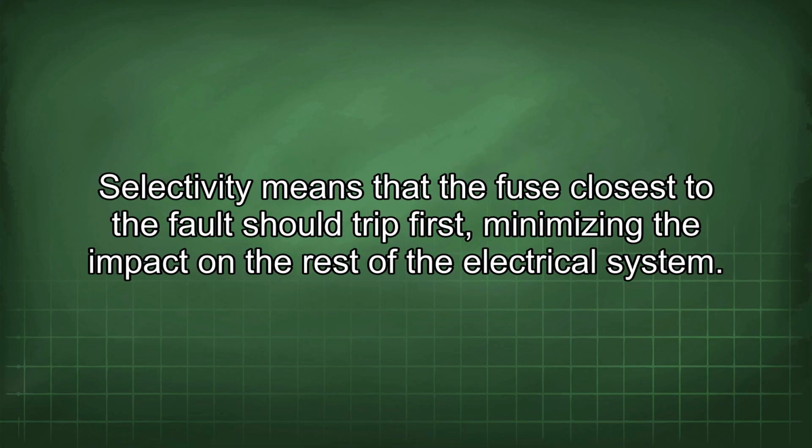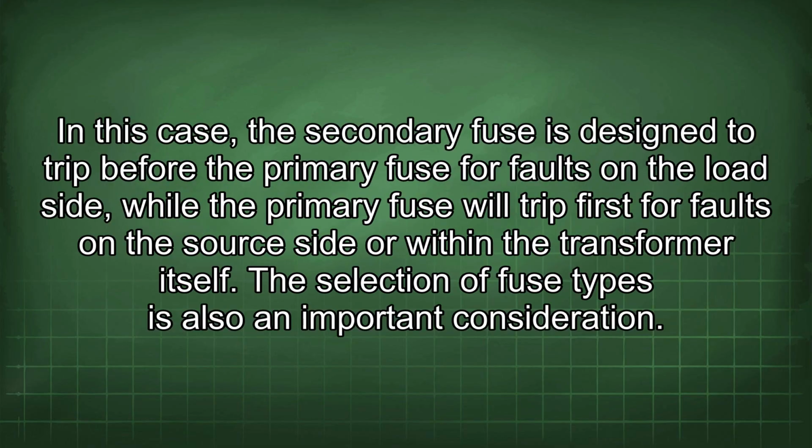Selectivity means that the fuse closest to the fault should trip first, minimizing the impact on the rest of the electrical system. In this case, the secondary fuse is designed to trip before the primary fuse for faults on the load side, while the primary fuse will trip first for faults on the source side or within the transformer itself.